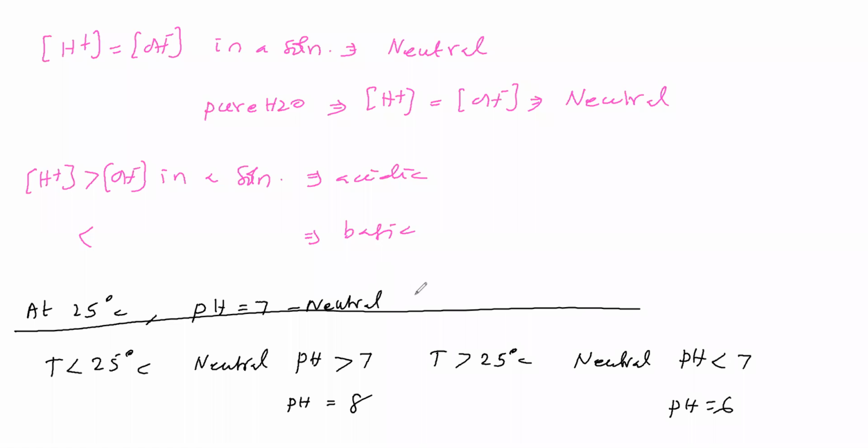pH is equal to 7 means neutral. pH is less than 7 means acidic. pH is greater than 7 means basic. We know that, but it is superficial. Now, if you see clearly, what does that mean?